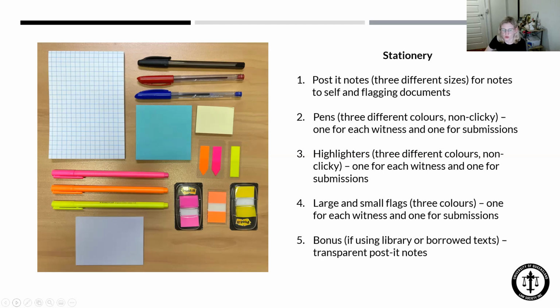This is more of a bonus one, and I don't know where exactly you would get them from, except for somewhere on the internet, but the bottom thing there is transparent Post-it notes, so that you can stick them over books that you borrowed from the library or from friends or whatever, and you can make notes over the top of that and highlight it without actually doing any damage to the book.